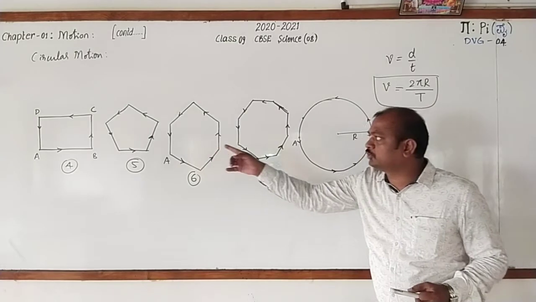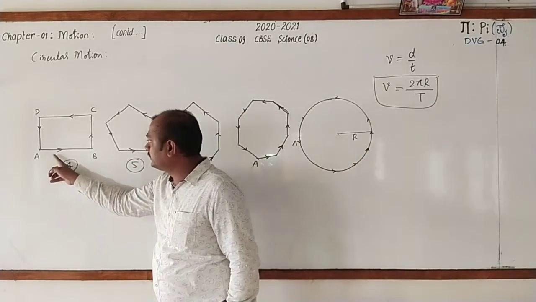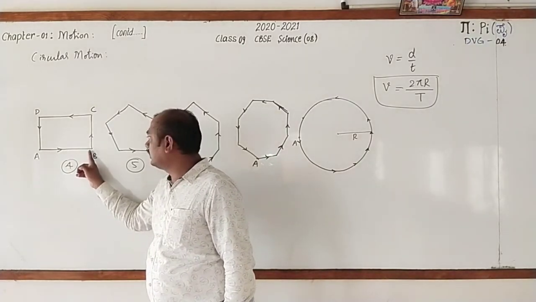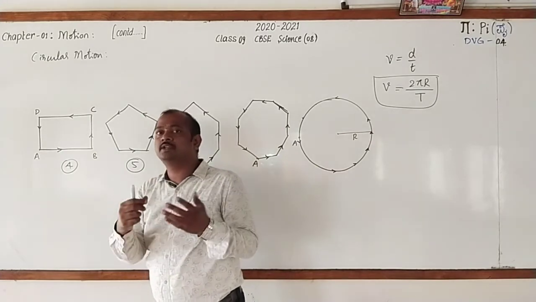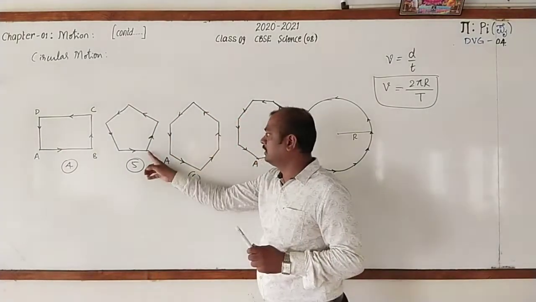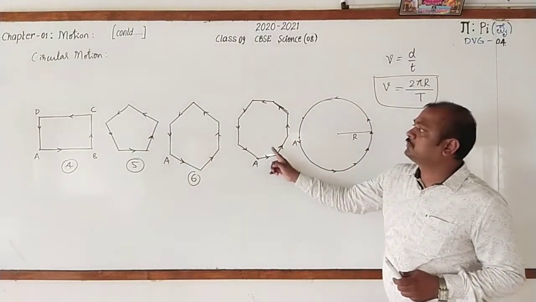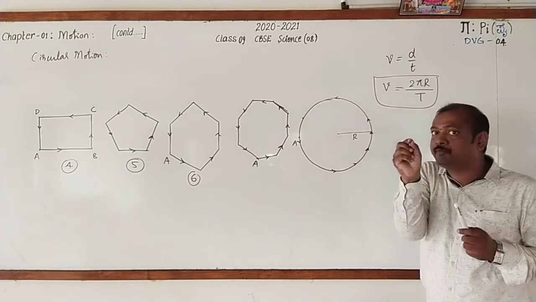Again, you just go through these figures. In all these cases, the body is taking turns at some points. When it is changing its direction, the speed changes. Here also, in the fourth one, what about the fifth one? It keeps on changing its direction at every point.